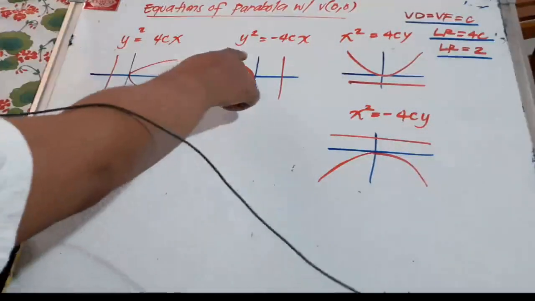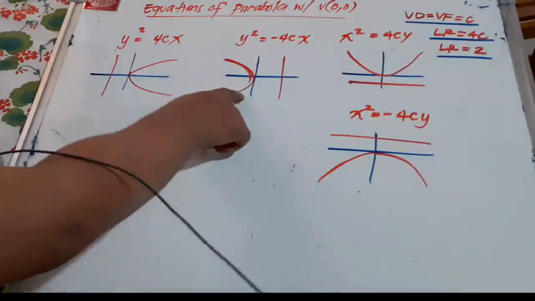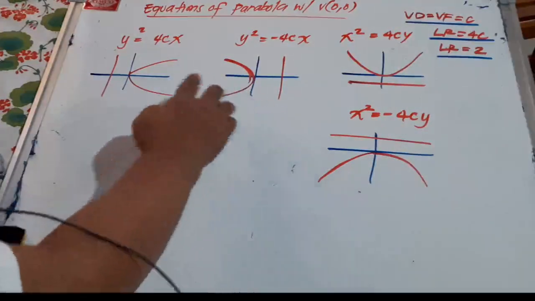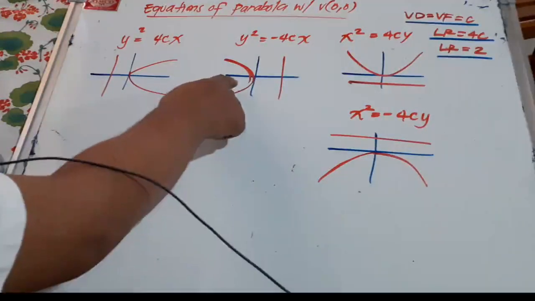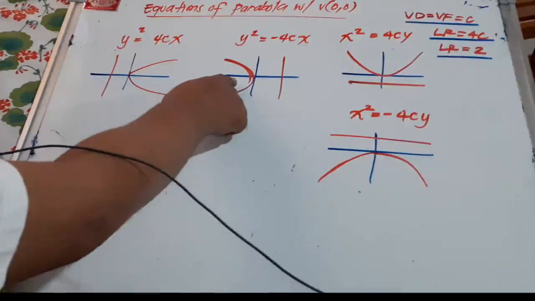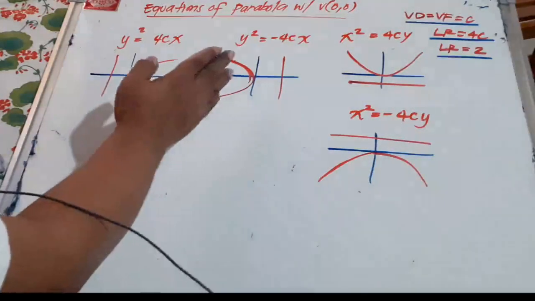While this equation of a parabola, y squared equals negative 4cx, the vertex is at the origin, the directrix is located on the right side of the y-axis, the focus is on the negative side of the x-axis, and the curve opens to the left.